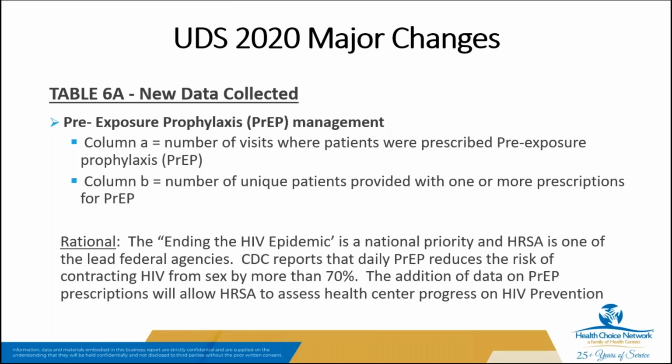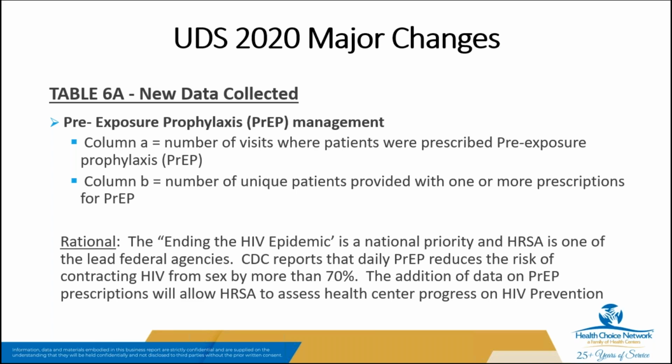The first table where we see any major changes is Table 6A. Just as a reminder, Table 6A is the table wherein they collect, this is what I call the bean counting table. This is a table that collects information on the number of visits wherein certain diagnoses are addressed or certain procedures are done, and then the number of unduplicated patients who received these services.